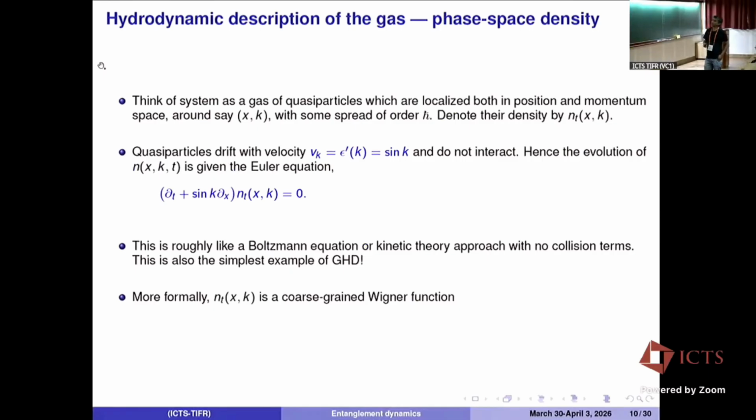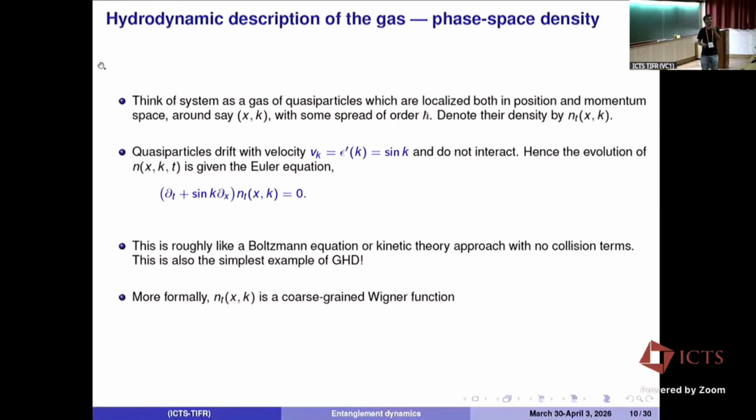Okay, so this is the microscopic prescription. Now, what's the hydrodynamic theory? In hydrodynamics, you basically think of the electrons as a gas of quasi-particles, but you need to think of them as localized both in position and momentum, around some x and k, with some spread of order h bar. We are talking of phase space, and there's some phase space density, which I denote by n. And these quasi-particles have a drift velocity, which is basically the group velocity.